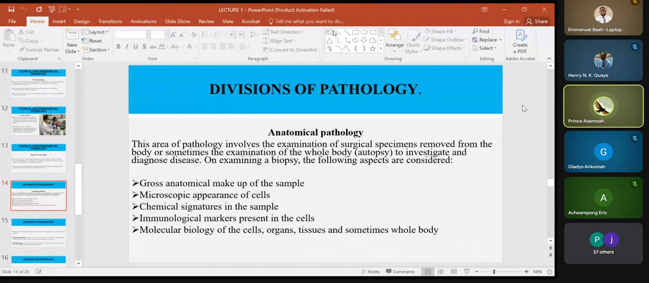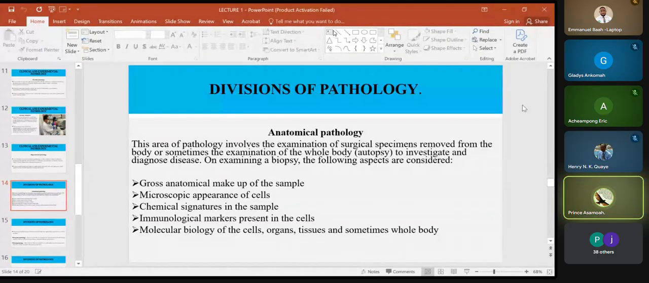Then we look at the microscopic appearance of cells. Under a microscope, we study the cells. Are they okay? Has there been any hypertrophy? Has there been any hyperplasia and all that? So they study them under the microscope.